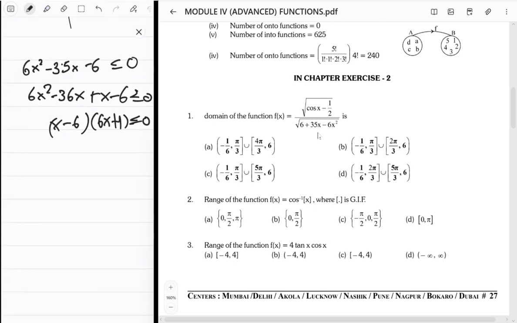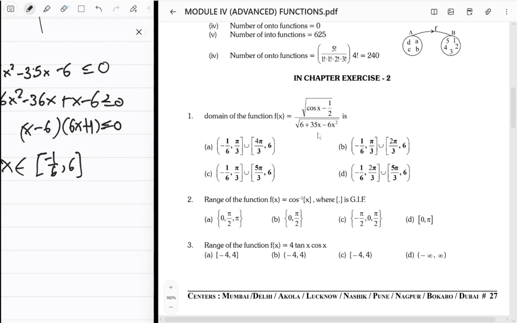Yeah, that's right. So x belongs to negative 1/6 to 6, right? That should, hey, it's not actually equal to 0. It should be strictly less than 0. So round brackets.